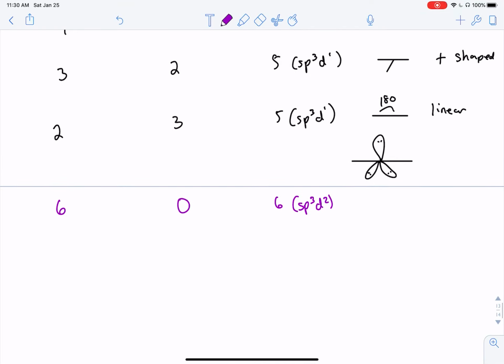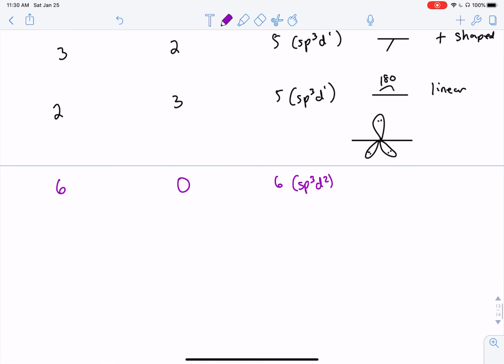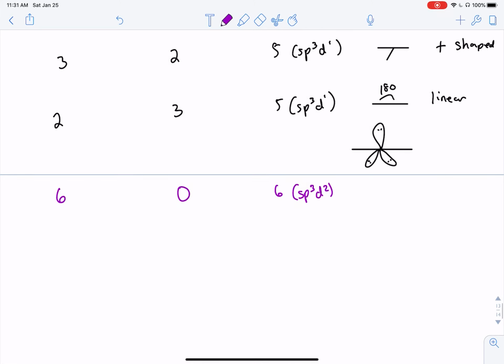Sorry, we're kind of going through this quickly, but I still want to talk about formal charge. Okay. There's not a 1 and 4. That's just linear. It would just be 2 atoms. No, no one's going to ask you that shape.